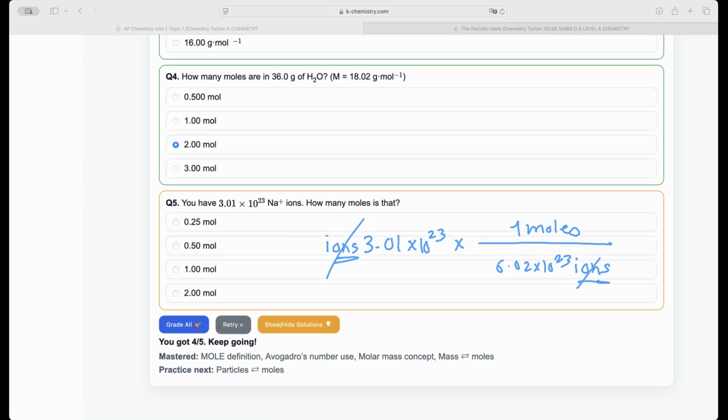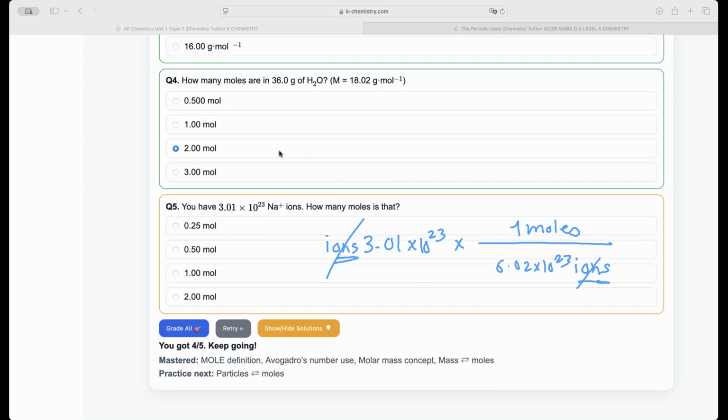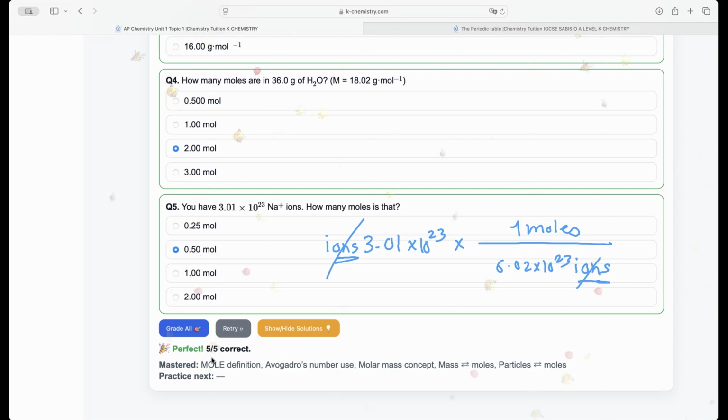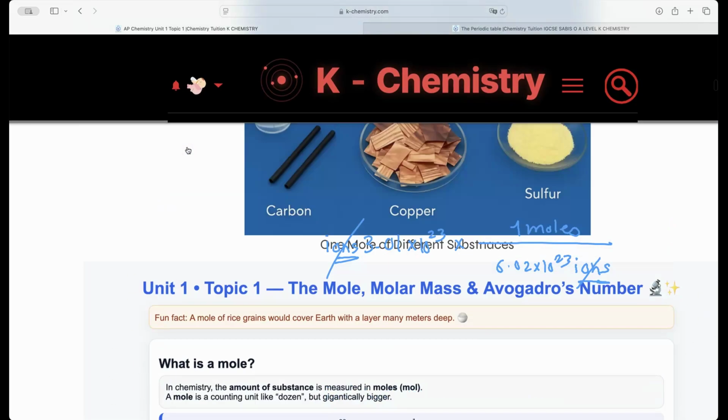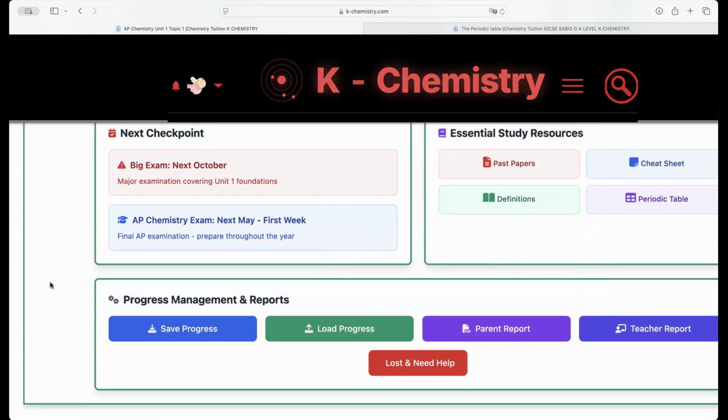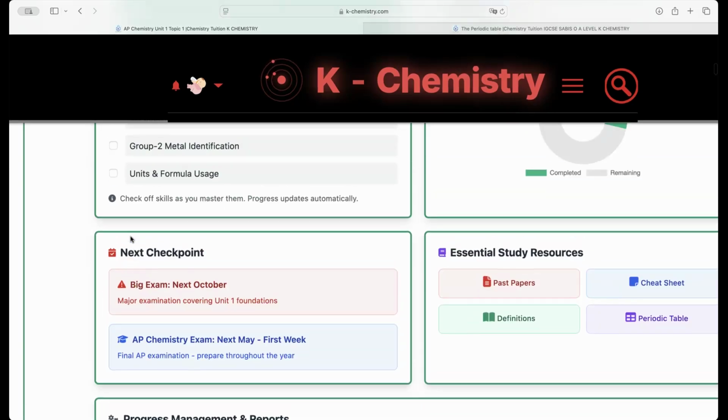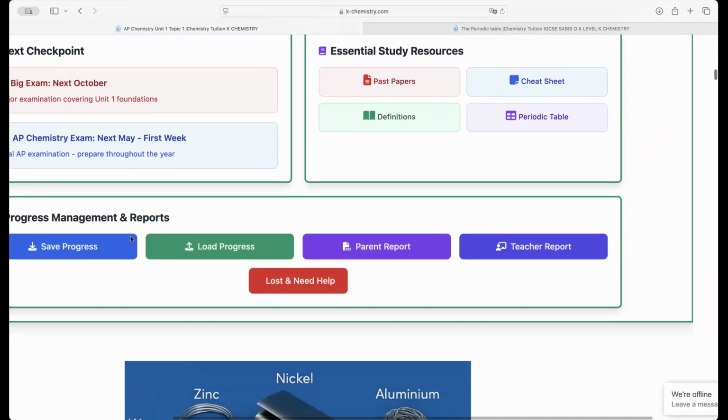Let me do the calculation with my calculator. So I have 3.01 times 10 to the power of 23 divided by 6.02. It's very clear that this is 0.5. So everything is right now. Now I can go back and mark this skill as known, because I can say freely that this is done.